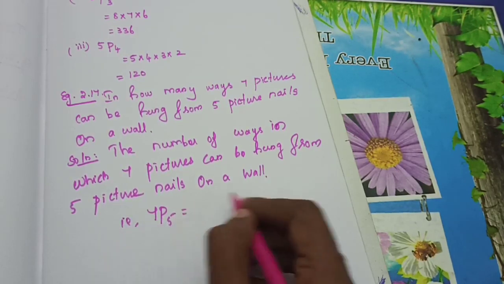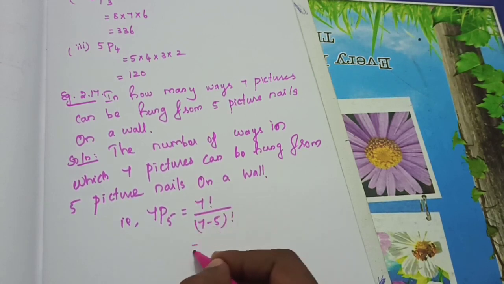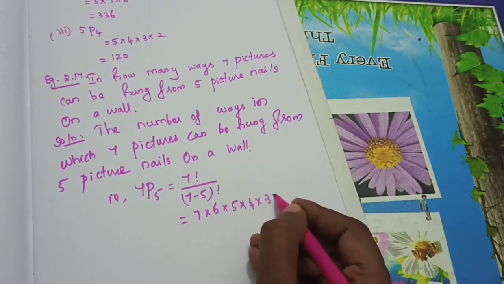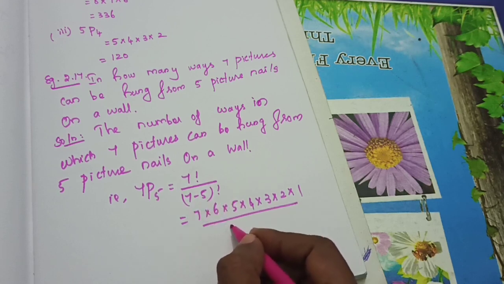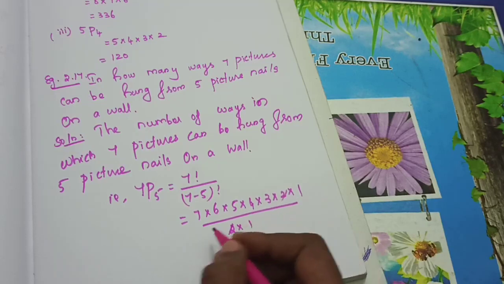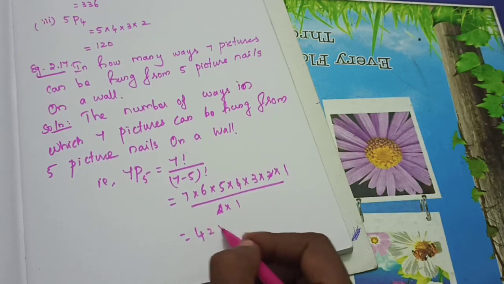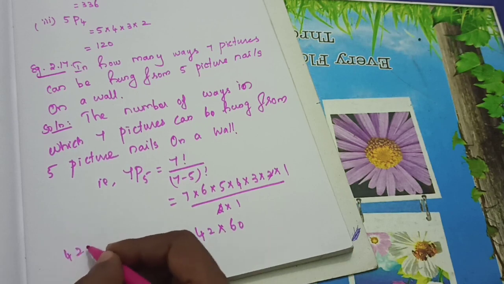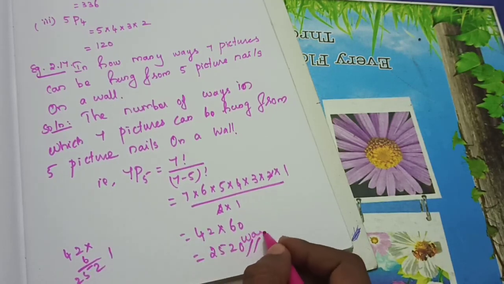7P5 means how will you write? Using the formula you can find, that is 7 factorial divided by 7 minus 5 factorial. So how much will you get? 7 into 6 into 5 into 4 into 3 into 2 into 1 divided by 7 minus 5 means 2, is it right? So 2 into 1. So this and this term will get cancelled. So multiply all the terms. 7 into 6 means 42. 5 4s are 20. 20 into 3 is 60. So multiply 42 into 60. So 2520 ways. That's it. Got it?